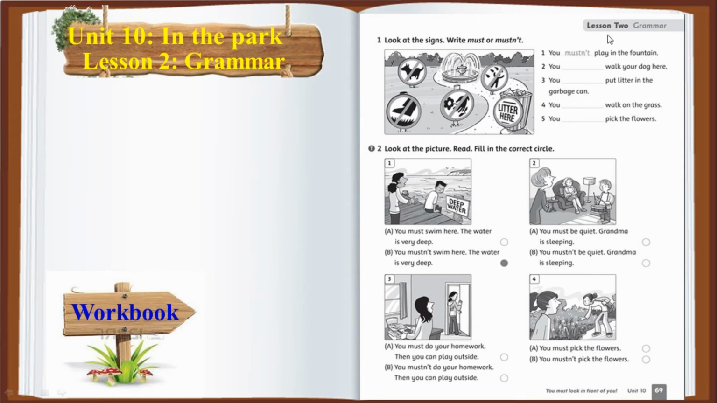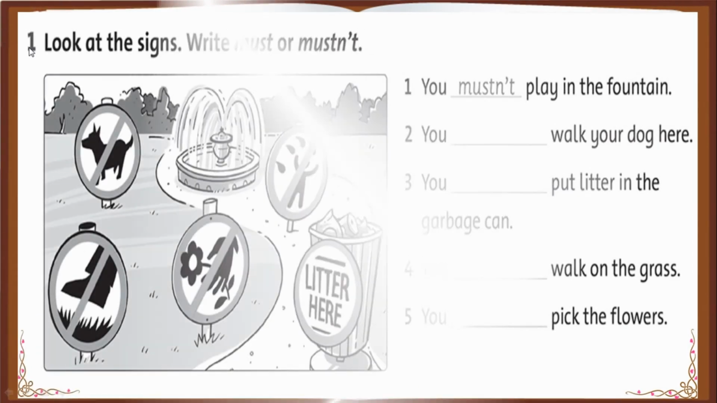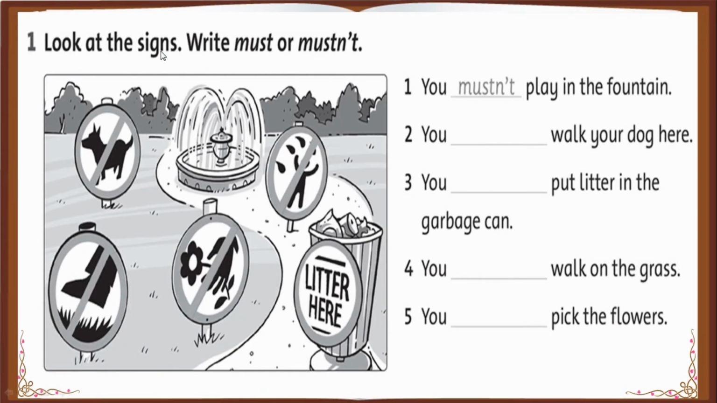It's time for the workbook. Page 69. Lesson 2, Grammar. Exercise 1. Look at the sign. Write must or mustn't. Look at the sign in the picture. Number 1. You mustn't play in the fountain.